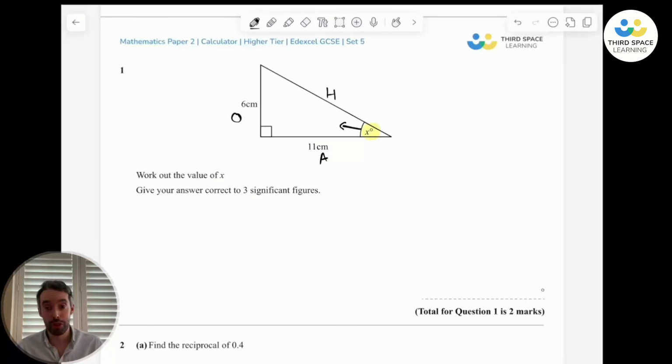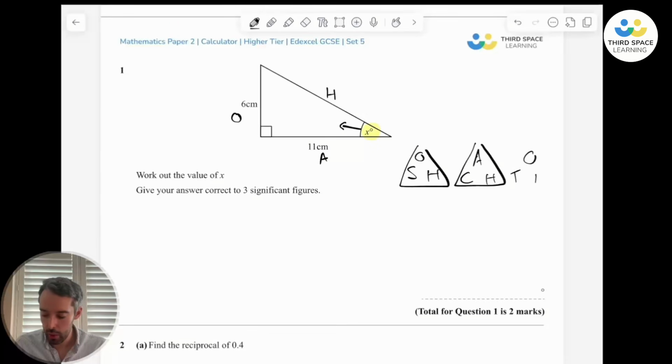Okay, next job. Let's write down our SOHCAHTOA triangles. SOHCAHTOA. Now, what I'm looking for is, on the sides, what information do I have? Well, I can see I've got information about the opposite, and I've got information about the adjacent. So which one of those triangles has information on the opposite and the adjacent? Well, it's this one, isn't it? That's got O and A in it, so this is the triangle that I need. So let's write this down.